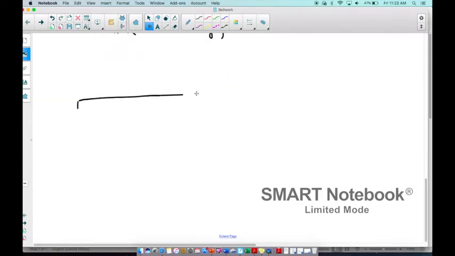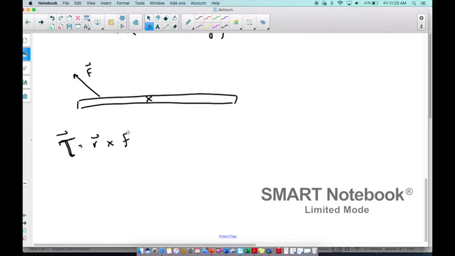All right, another one. Let's say that we have this object here. Let's say that this is the axis of rotation. And let's say I'm pushing on this side of it, and I'm pushing out this way, just like that. So there's my force vector. Torque, cross product of R cross F. Here's my R vector from axis of rotation to the point of application of the force. Here's the angle between them. I could do it that way.